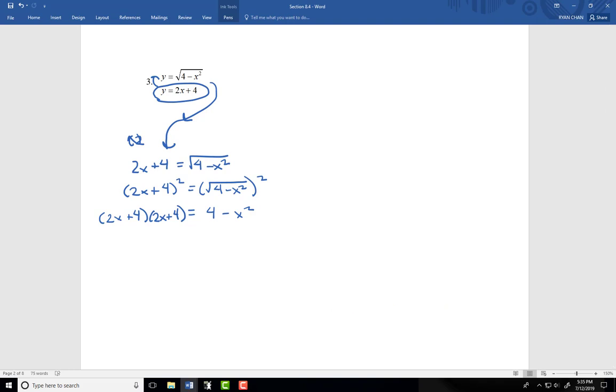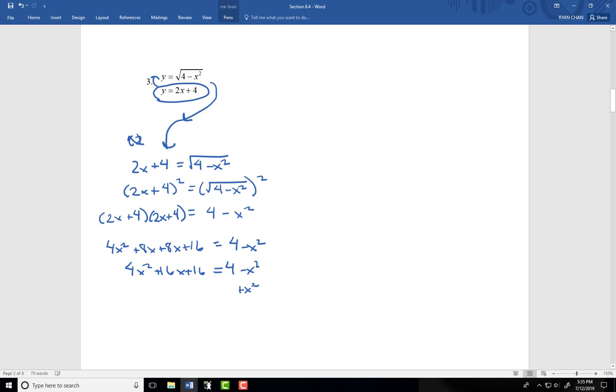It's just a lot of things you need to make sure you know how to solve, like radicals, quadratics, and so forth. So we're going to distribute. So this is 4x squared plus 8x plus 8x plus 16 equals 4 minus x squared. I have 4x squared plus 16x plus 16.